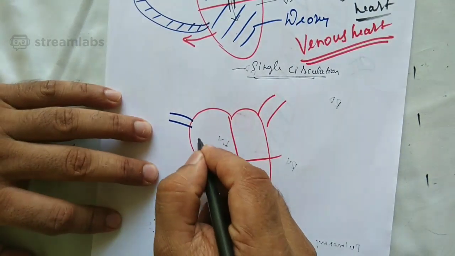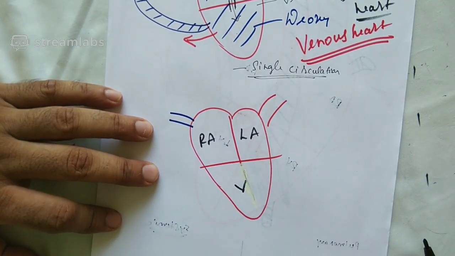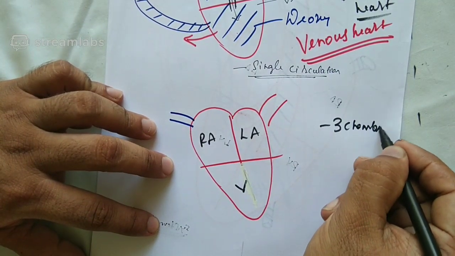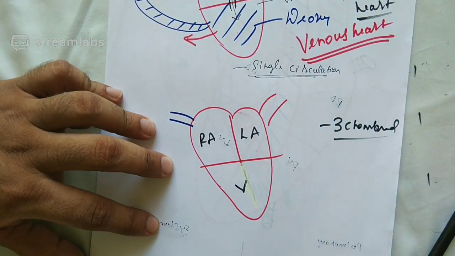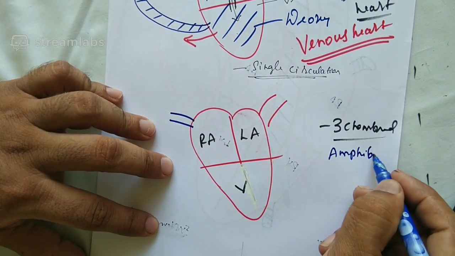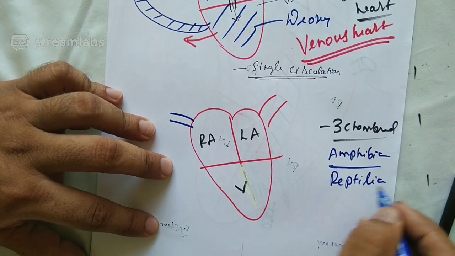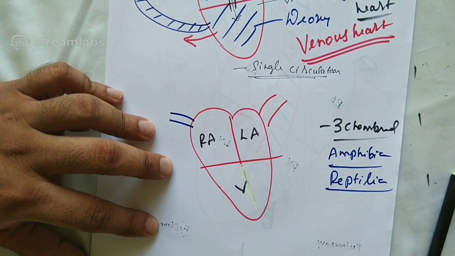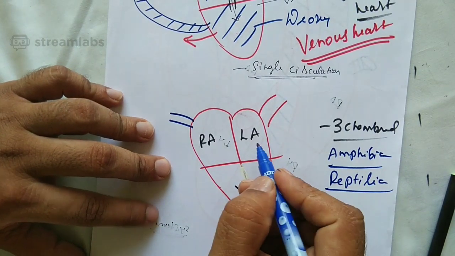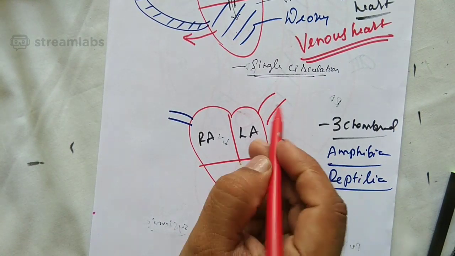This is the right atria. It's a left atria and it's a ventricle. That means it's a how many chambered? 3 chambered. So if it is a 3 chambered heart, tell me it is present in the case of which case? It is in the case of amphibia. Or maybe in the case of reptilia. Except whom? Crocodiles.